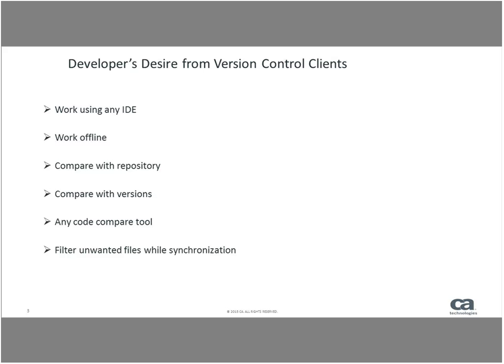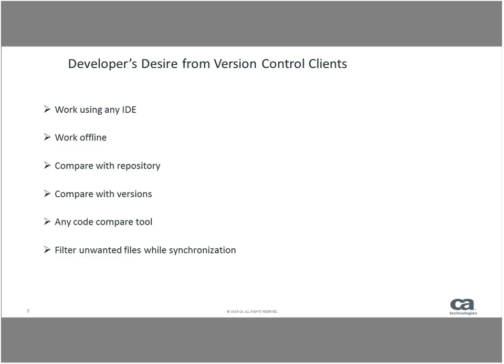Compare with repository and versions: if I'm doing some development, I should be able to compare my versions with the repository, whether the total repository or any version in the repository. One more thing is that developers often like to use their own choice of compare tools. Myself, I generally use SpinMerge. Some other person might use Beyond Compare, etc. So his desire would be that from whatever IDE he is developing in, he can compare the changes with his own choice of compare tool.